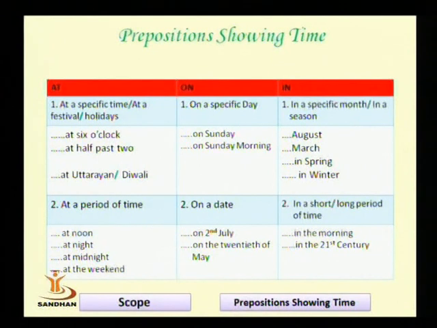In the last row, August and March are names of months. Spring and winter are names of seasons. Or we can say in the morning or in the 21st century. So these both tell us a time, longer or shorter. I think this chart makes you learn very quickly and easily.